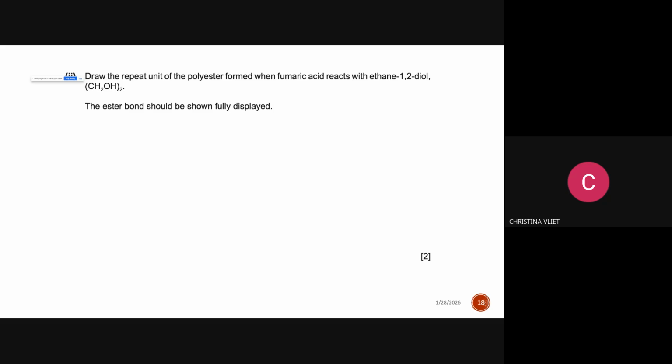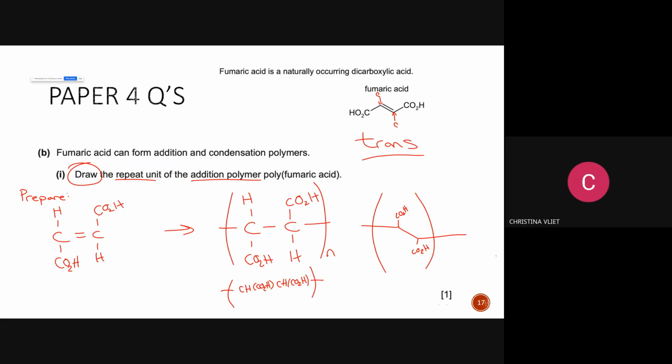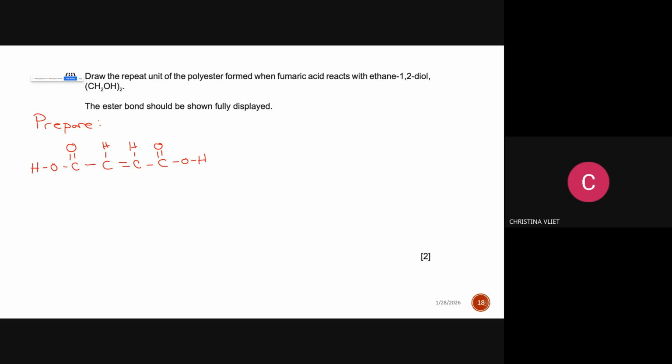And so we need to put fumaric acid together with ethane-1,2-diol. So, prepare. The first thing I wrote was fumaric acid, and I wrote it like this: HO-C-O-C-C-H-H-C-O-H. See if you're following me along. That's this written and displayed. Does that make sense? That's the fumaric acid.